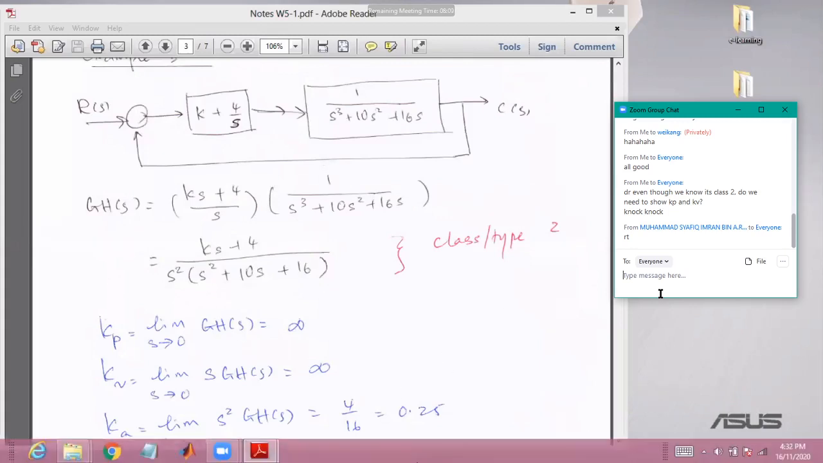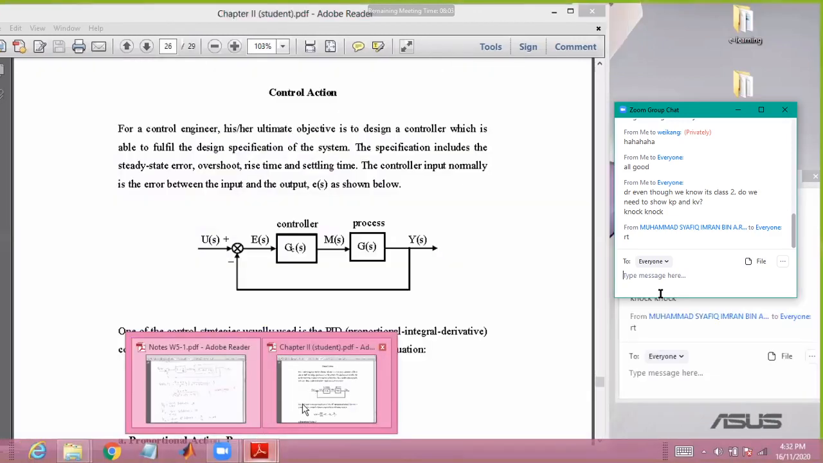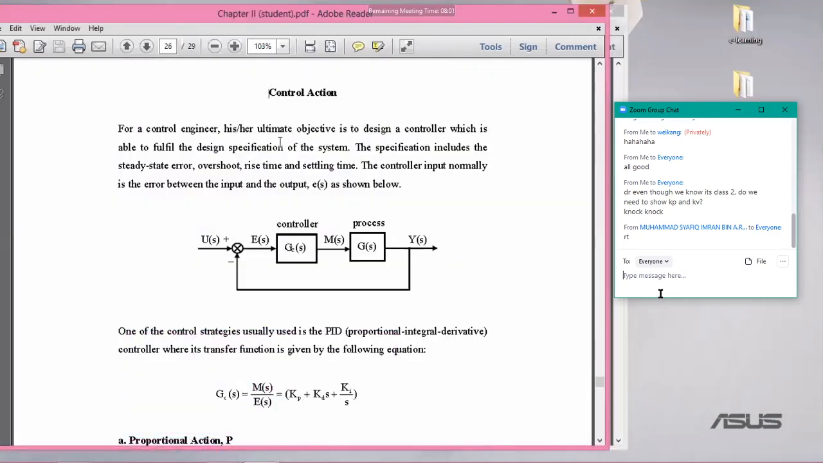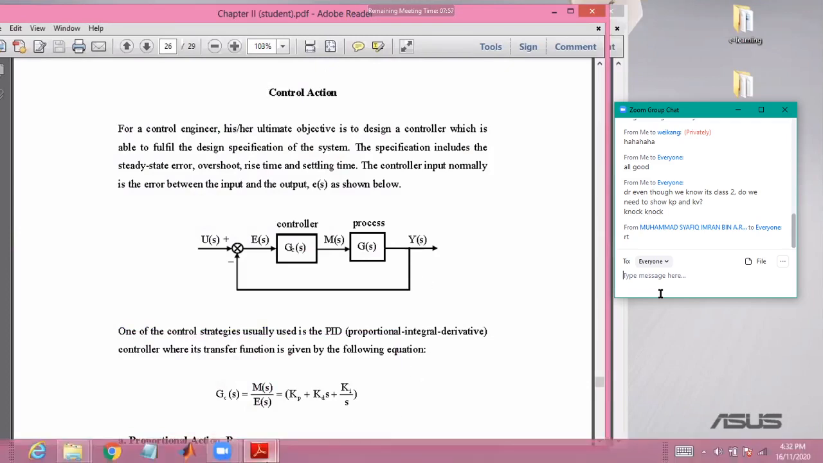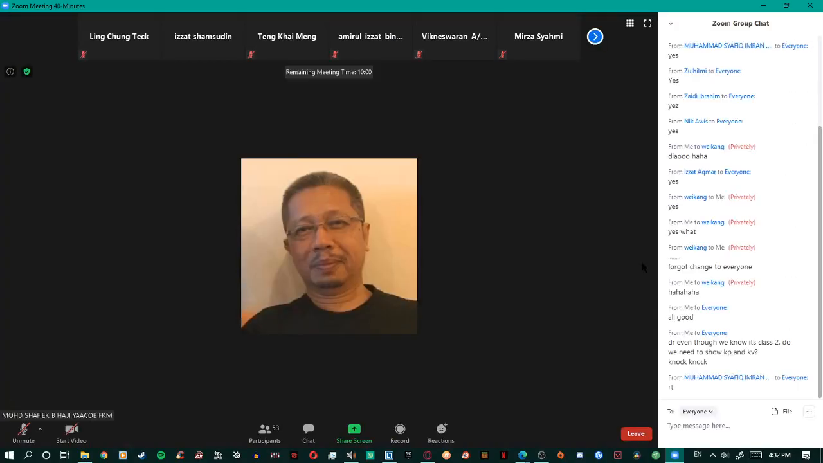Okay, I don't want to continue with this control action yet. So let's take a short break and then come back at 4:45, and then we will continue to discuss this control action.